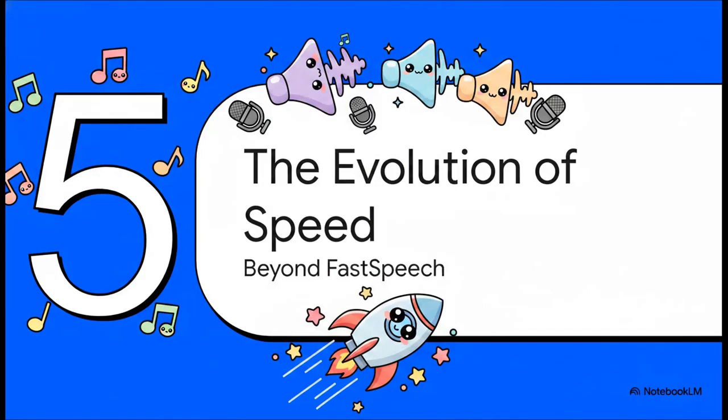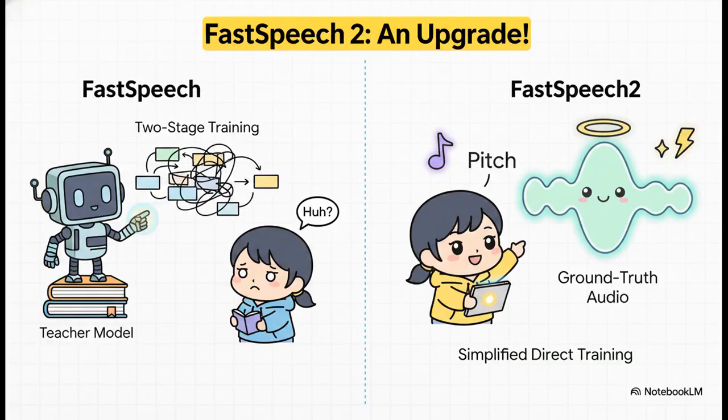Now, the invention of the length regulator didn't just create a new model. It basically kicked off an arms race, a super rapid evolution in parallel TTS. And things moved fast. For example, the original FastSpeech had this complicated training process where it learned from a slower teacher model. FastSpeech 2 came along and just streamlined the whole thing, letting it train directly on real audio. It even added explicit predictions for things like pitch and energy, which made the final speech sound even more expressive.